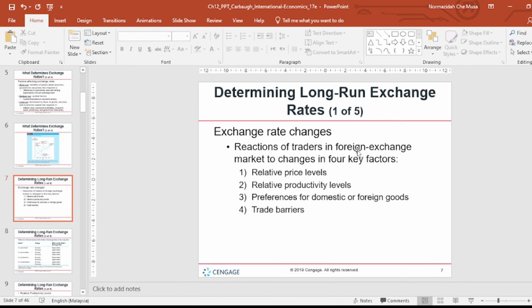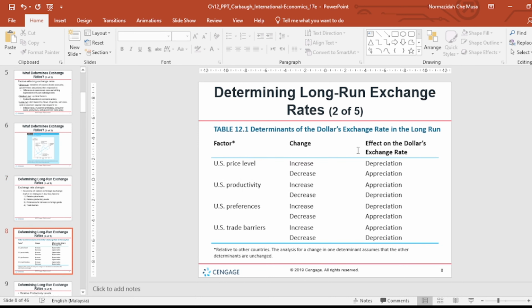Then we go straight to the long run determinants. Number one is the relative price levels, inflation rates, and number two, relative productivity levels. Number three, preference for domestic goods vis-a-vis foreign goods, and number four, trade barriers. So we've gone through this table in our previous class.